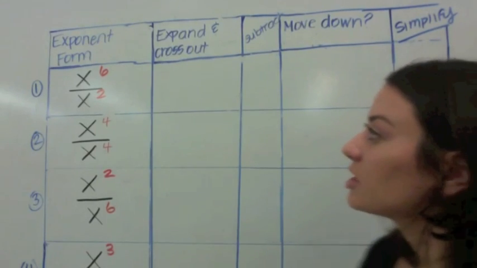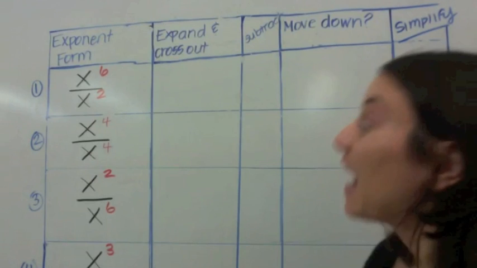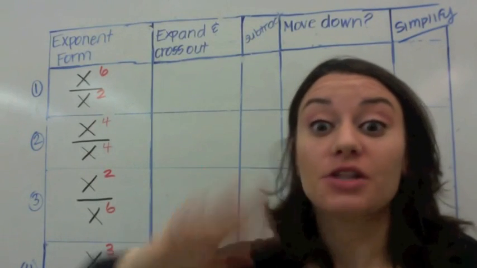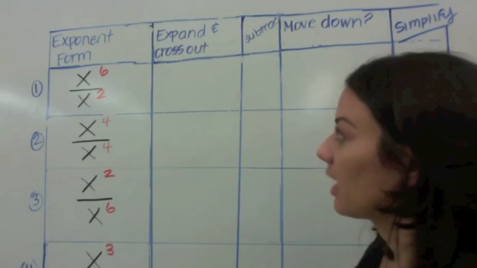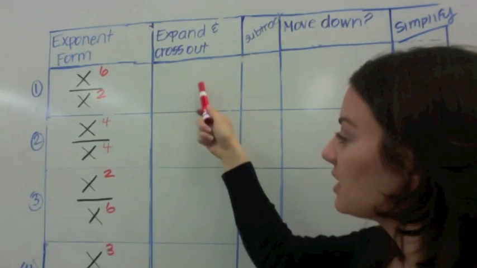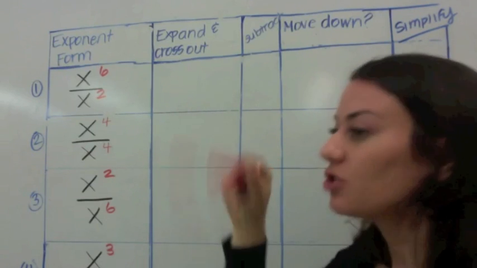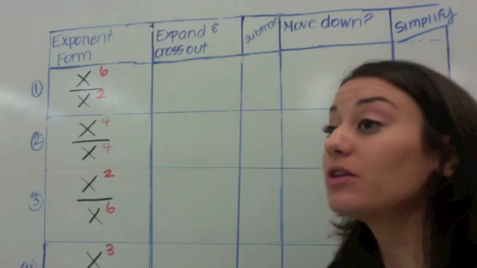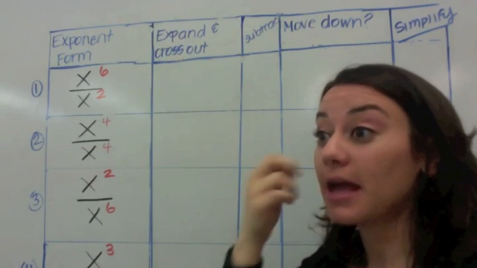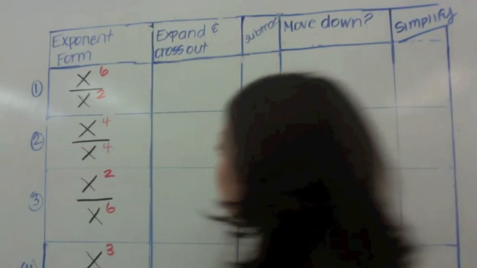So now we're going to do some examples of dividing exponents. What are we doing? We are dividing exponents. Okay, so we're going to practice expanding and crossing out, which means you're simplifying to 1 whenever you see an x on the top and an x on the bottom. Okay, they cancel to 1.